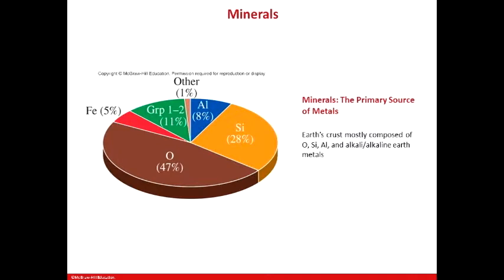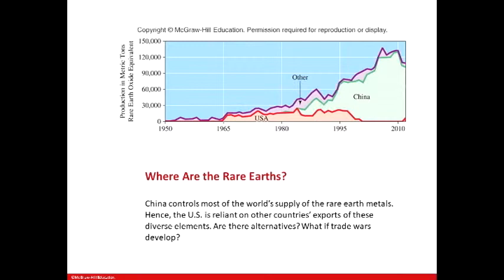That is, metals that we dig from the ground, and these are in that small percentage of metals that are in the soil that we talked about on the previous slide. So where are the rare earth metals? Take a look at this slide. China controls most of the world's supply of rare earth metals. Hence, the U.S. is reliant on other countries' export of these diverse elements. Are there alternatives? What if the trade wars develop? So there are issues with regard to understanding how governments cooperate together to get this, because at the end of the day, we need the rare earth metals.